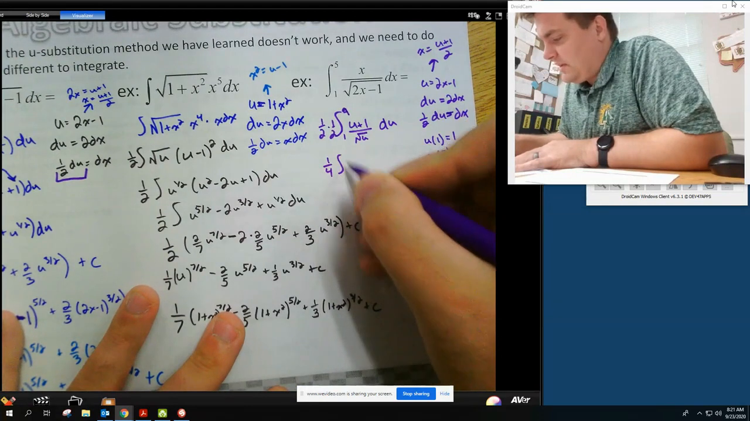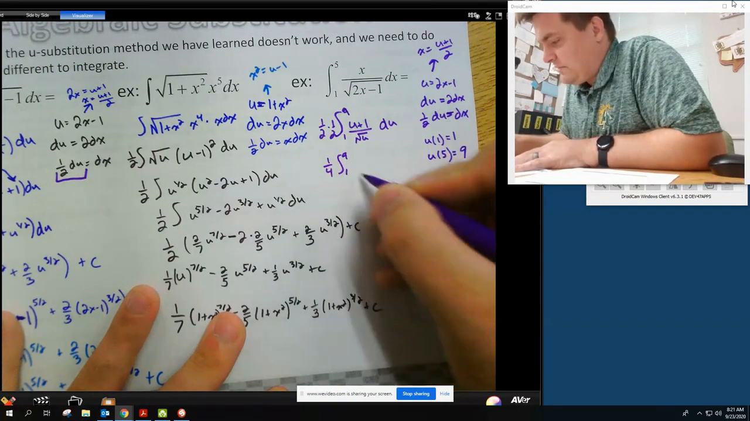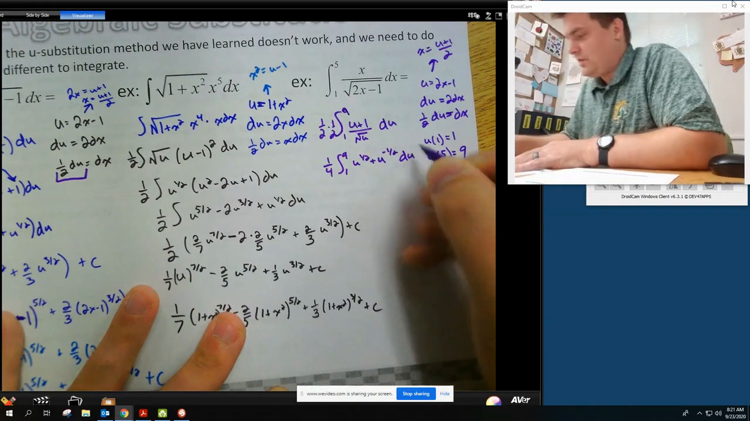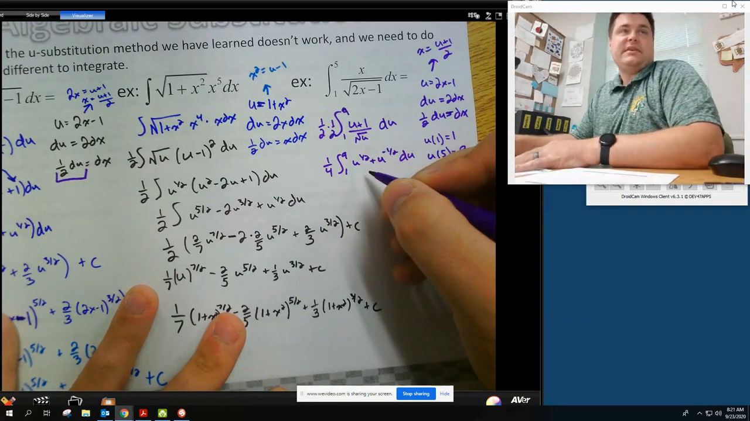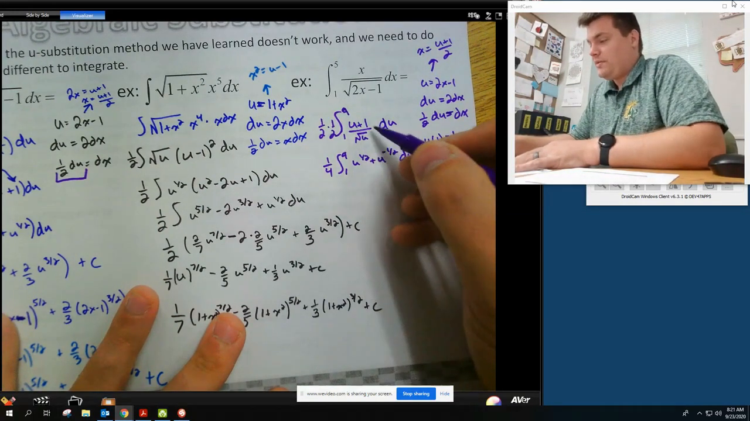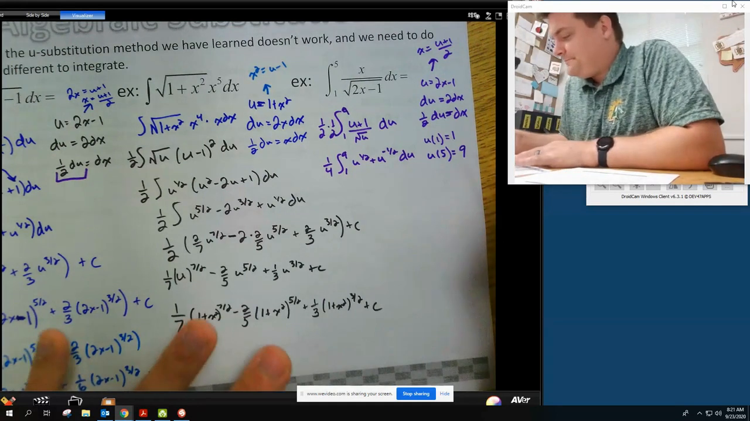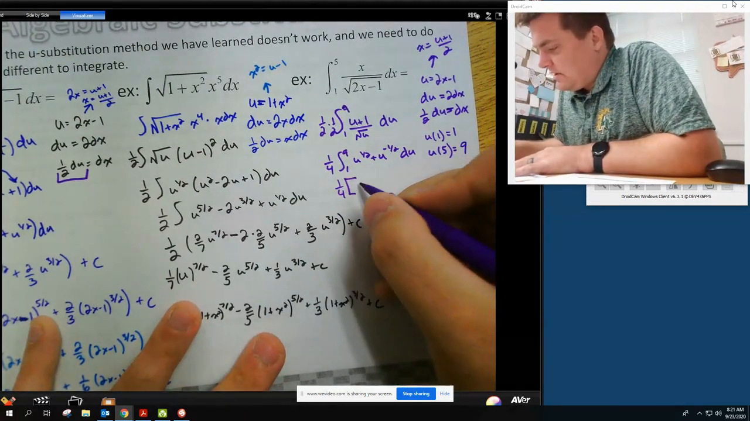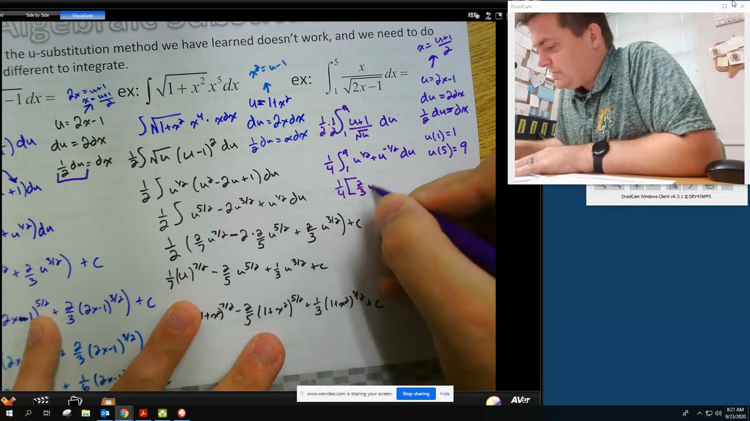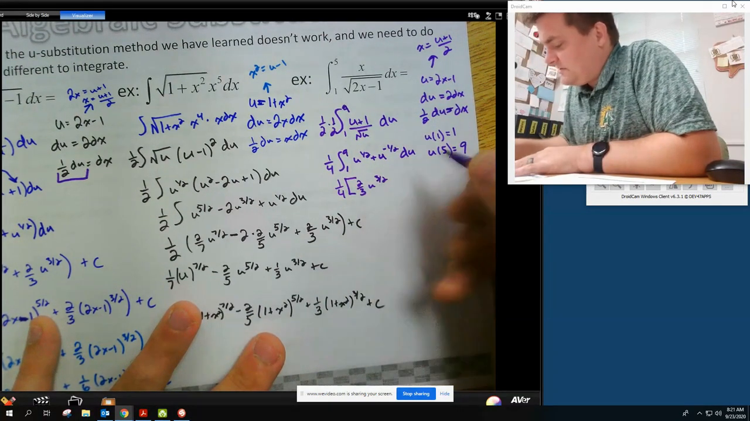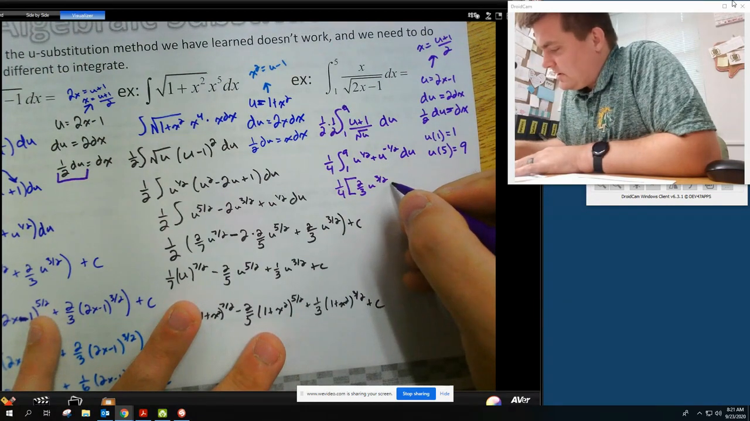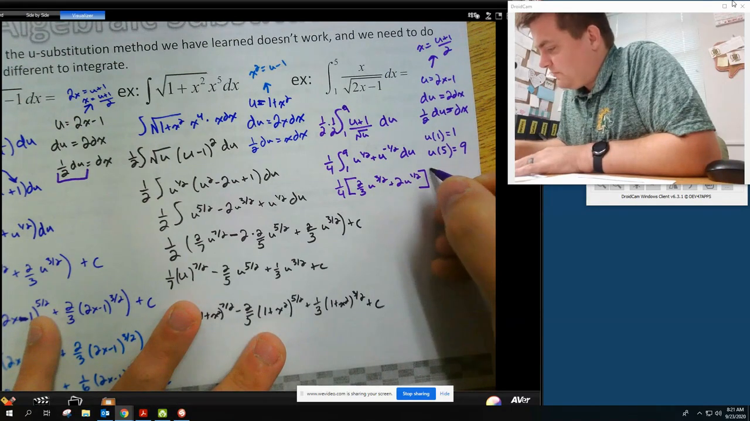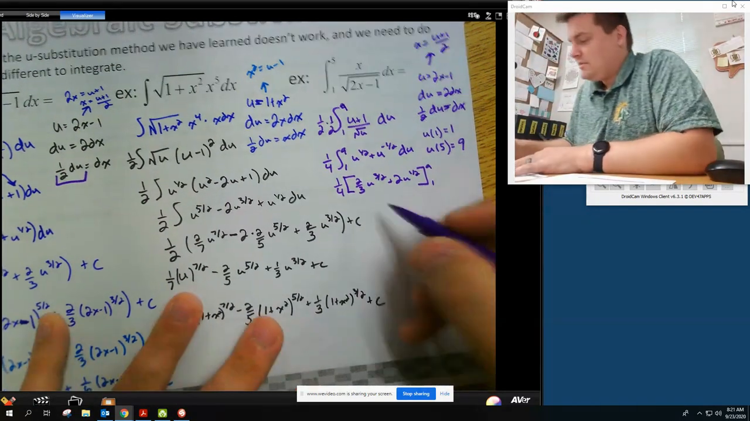This is just all rewriting at this point. It's going to be u to the 1/2 plus u to the negative 1/2 du. All I did was rewrite this as this right here. So I divided the u by square root of u and the 1 by square root of u. So I'm going to get 1/4 times 2/3 u to the 3/2 plus 2u to the 1/2. Evaluate that from 9 on top, 1 on the bottom. So I'm going to go ahead and plug that in.